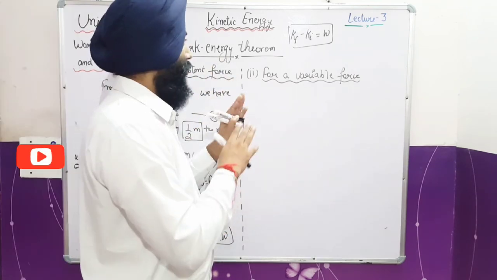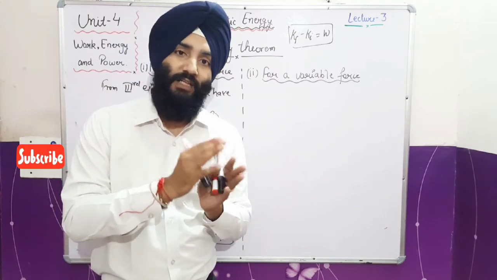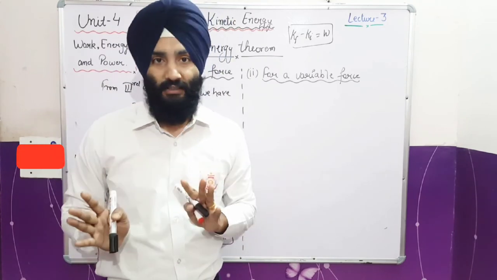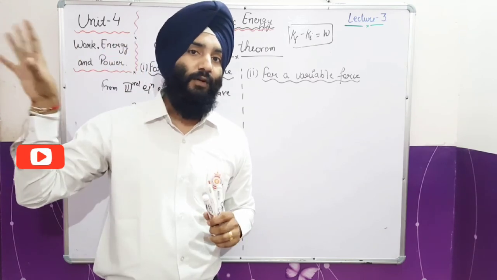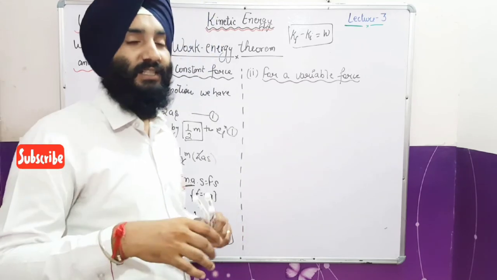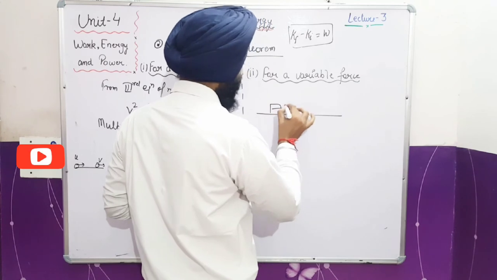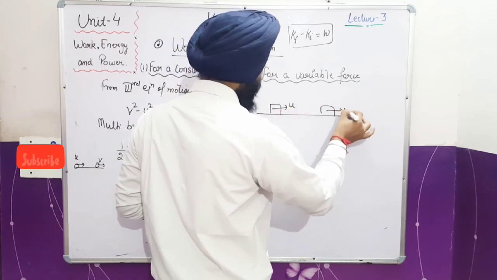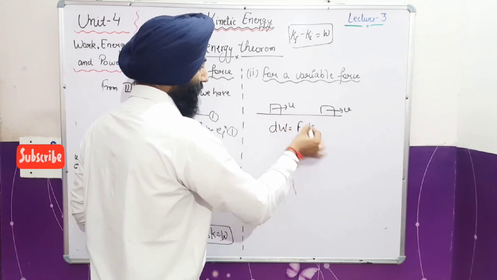Now the work energy theorem for a variable force is the same as how we deduced the expression for kinetic energy, but one little change is there. In the first expression of kinetic energy we considered that the body is at rest, it means initial velocity is 0, but here we will consider that the body is in motion with some initial velocity u. After some time the velocity becomes v, and a small work done is there for a small displacement ds.